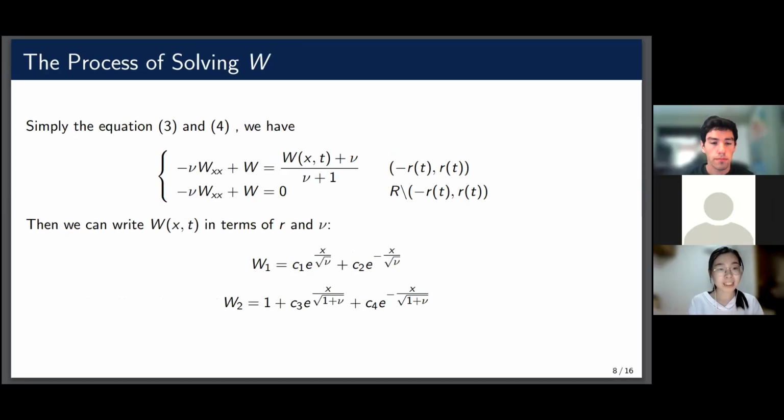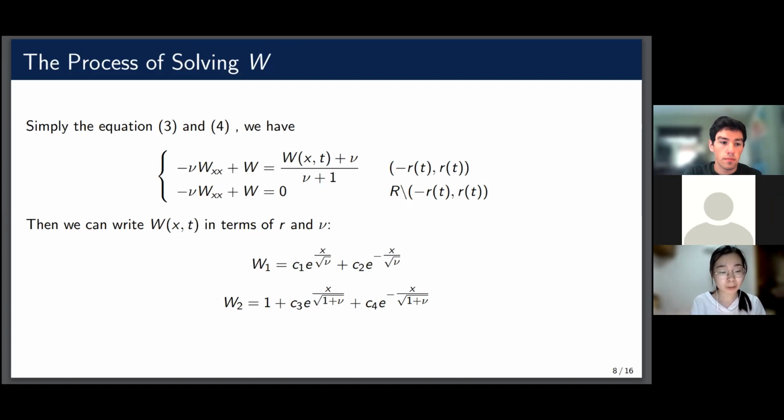Well, as Riley talked about how we build the model, I will now show you how to solve it. Substituting the equation of pressure into the model, we get the system as follows. Observing these two formulas, we find that this is an ODE problem. Using the relevant knowledge of ODE eigenvalues, we can get the expression of W.